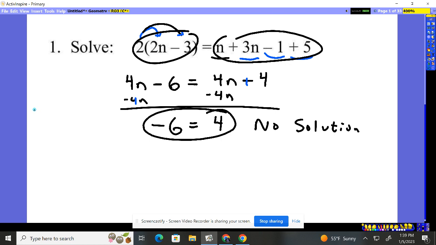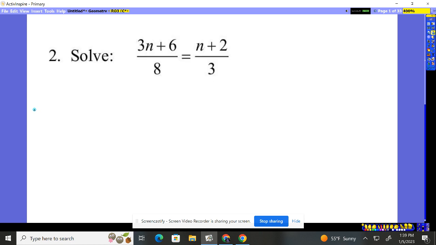If you had a true statement, like 2 equals 2, then everybody would work. Every n value you plug in up top would work, but not in this case. We ended up with a false statement, so no solution.